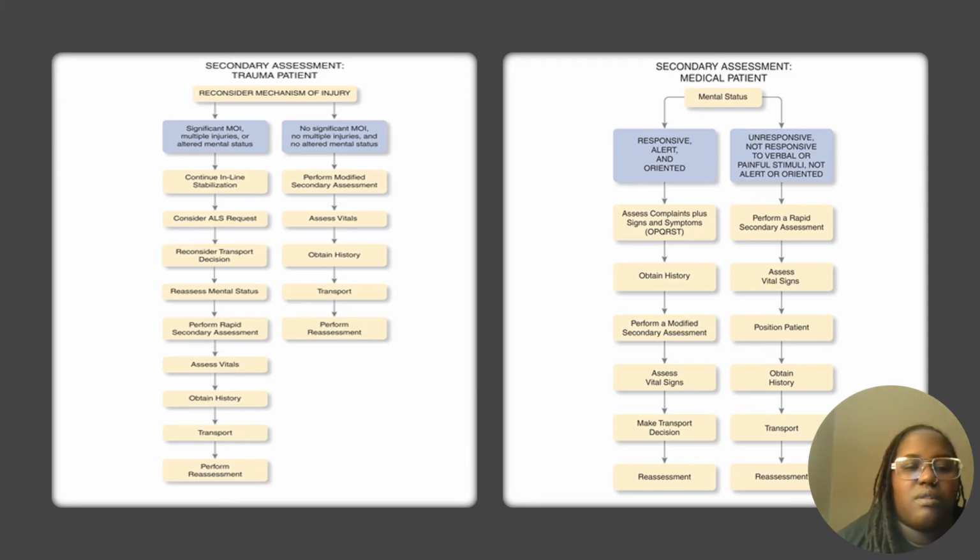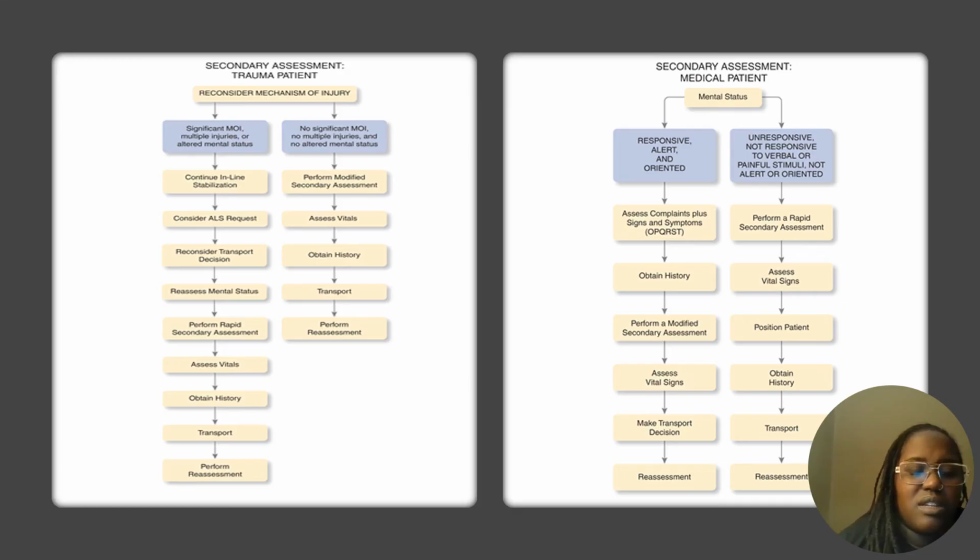Now, getting a little deeper into our secondary assessment, we want to be looking at if we have a trauma patient or a medical patient. For our trauma patients, we're going to be primarily focusing on MOI, mechanism of injury, to determine how we go about treating this patient. For patients that have a significant mechanism of injury or altered mental status due to the trauma injury, we want to make sure we get inline stabilization of their head as soon as possible. We're going to be calling for that ALS backup, which they can benefit from because ALS can do more than you can as an EMT.